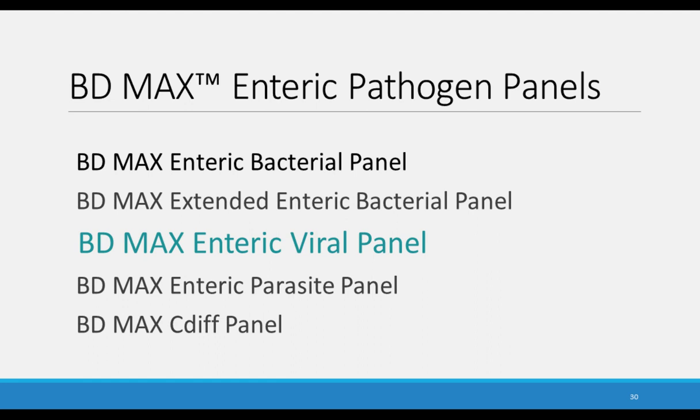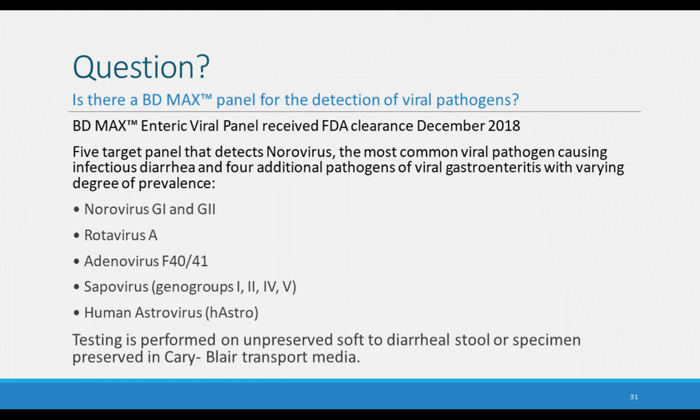So let's move on to the MAX Enteric Viral Panel. Is there a MAX panel for detection of virus pathogens? I can say happily, yes. One was newly cleared in December of 2018. It's a 5-target panel that detects norovirus, of course the most common viral pathogen causing infectious diarrhea, and 4 additional pathogens of viral gastroenteritis. And some of those have varying degree of prevalence, certainly in your population.